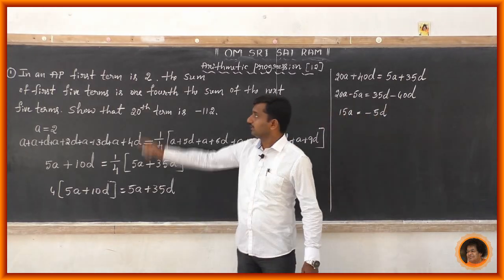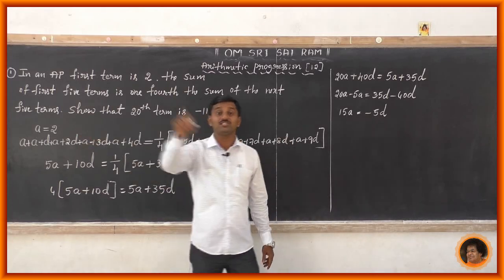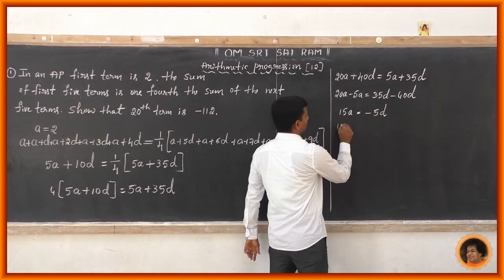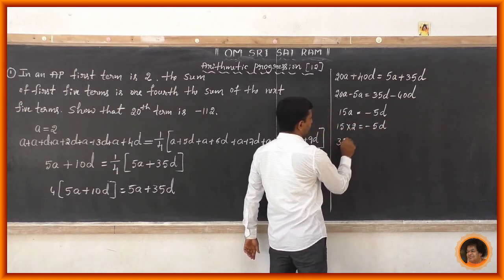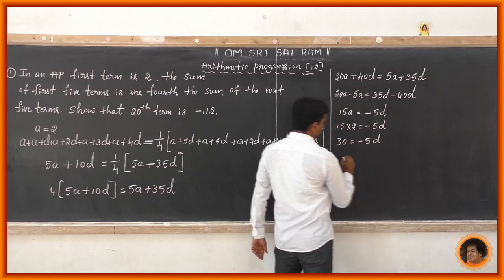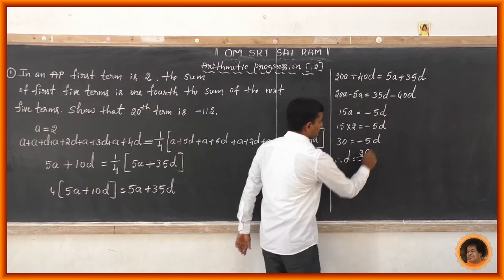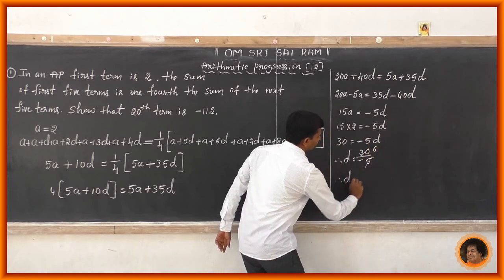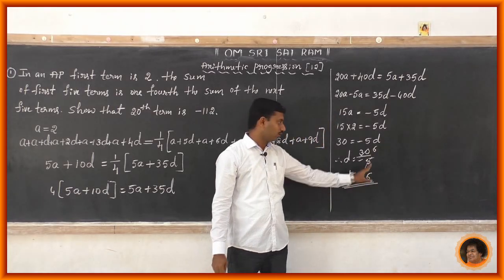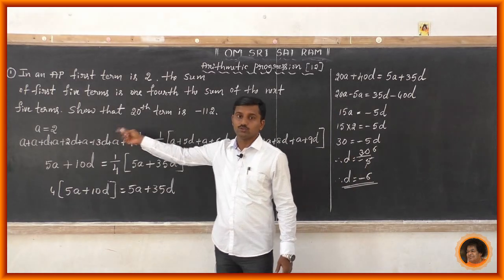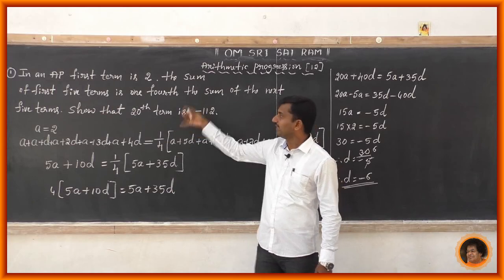Once again go through the question. In an AP the first term is 2. So first term is given. What is the first term? First term is 2. Now substitute the value of a. So 15 into 2 equal to minus 5d, or 30 equal to minus 5d. So therefore d equal to 30 divided by minus 5, so d equal to minus 6. So this is the value of the common difference, d equal to minus 6 and a equal to 2. What is the question? Show that the 20th term is minus 112, or find the 20th term.